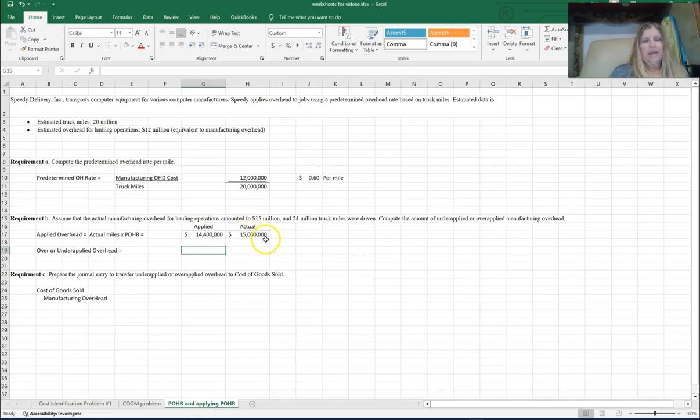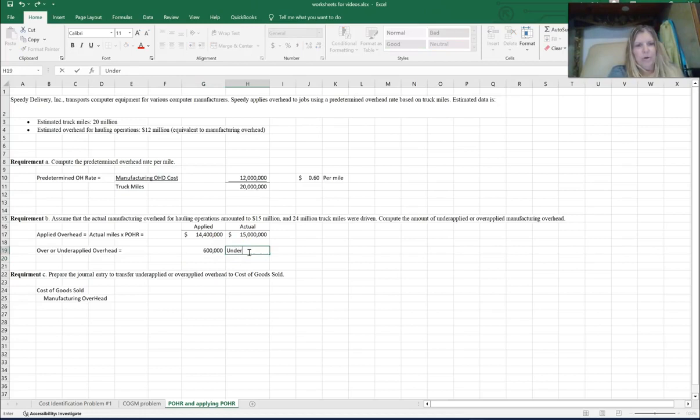So the 15 million actual is more than the 14.4 million that they applied, and so we just have to subtract these two to come up with the amount of 600,000, and I'm going to put here that we're under applied.